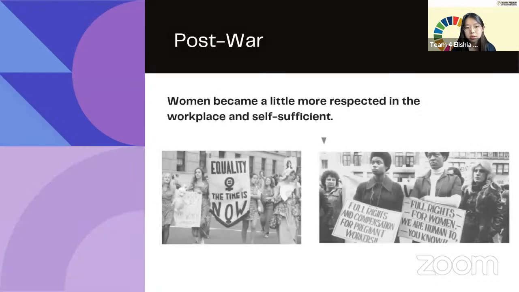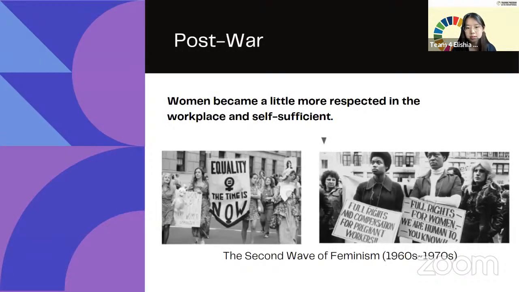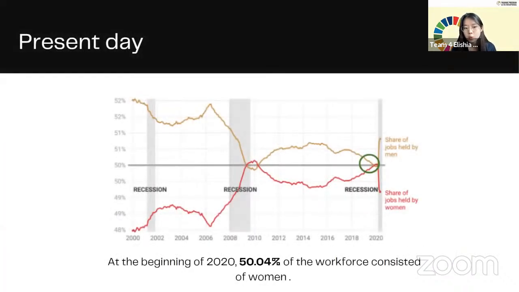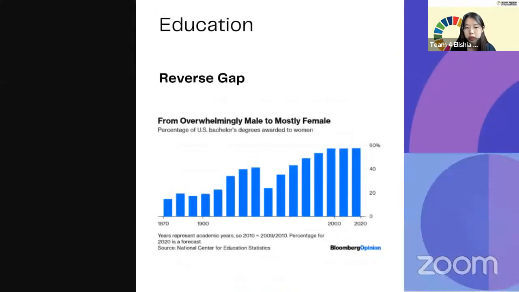However, the entry of women in the workforce gave many women a sense of self-sufficiency and at least a small increase of respect in the workforce. With the second wave feminism during the 60s to the 70s, more women started working and paving their own path in the world. And finally, at the start of 2020, right before the pandemic, 50.04% of the workforce was made up of women, and that is just such an incredible improvement from what it was before. Second, I will be talking about education.